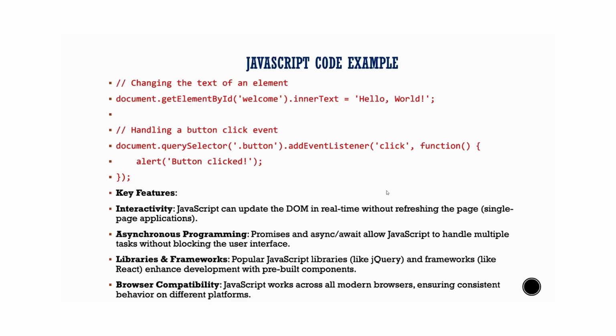This slide showcases a practical JavaScript code. JavaScript enables real-time updates to web pages. Users can see immediate feedback based on their actions, such as clicking buttons or filling out forms. JavaScript works across all modern web browsers, ensuring a consistent experience for users. JavaScript frameworks like React or Vue.js allow developers to create SPAs, where content updates dynamically without refreshing the entire page.